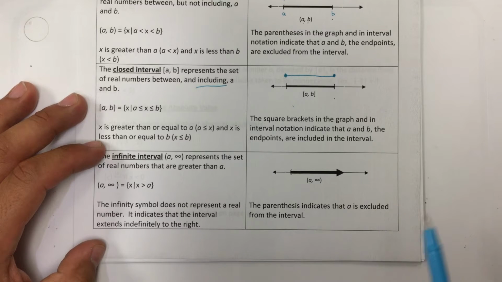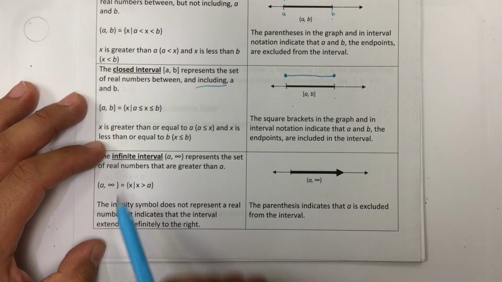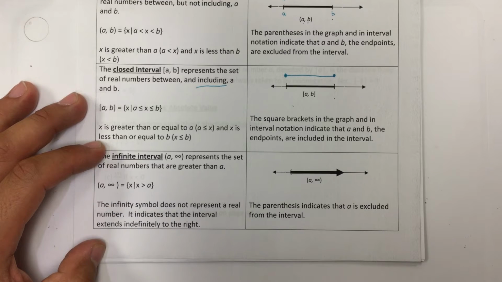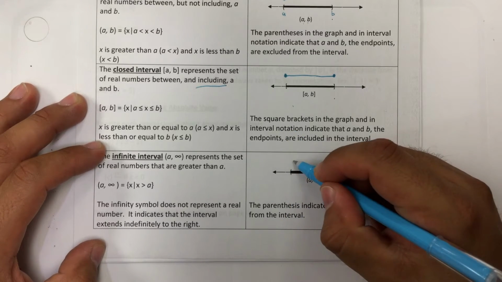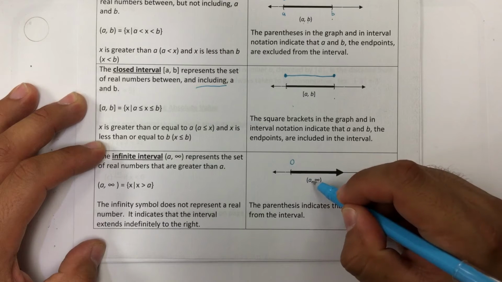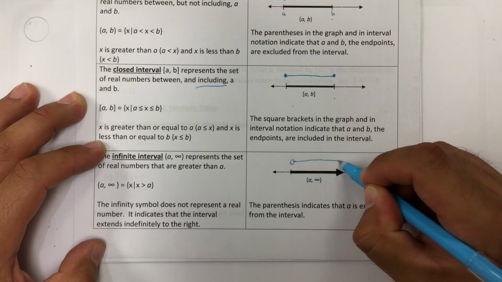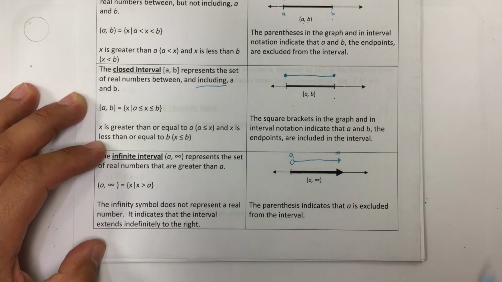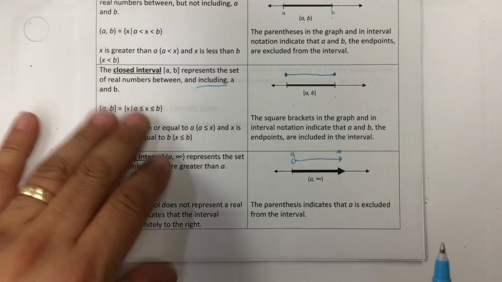Now, one thing I want to point out, if you notice, we have a parentheses here, and because the definition tells us the symbol does not represent a real number, so we don't actually know the value of infinity, so we use a parentheses to show that it's not included because it never actually ends. And so you can see right here, this parentheses represents an open circle, and that's where a value is, and it goes to infinity. So if you wanted to see it, this would be a, and this would be infinity. The parentheses indicates that a is excluded from the interval.